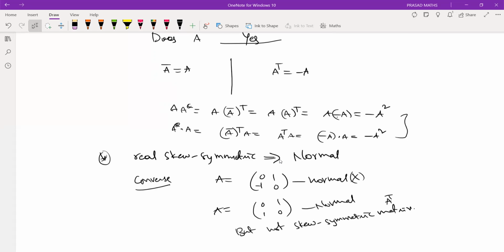What is A transpose? A transpose is equal to 0, 1, 1, 0. It is not equal to A, but it cannot be minus A either. Therefore, it is not skew symmetric. So the converse in general may not be true.